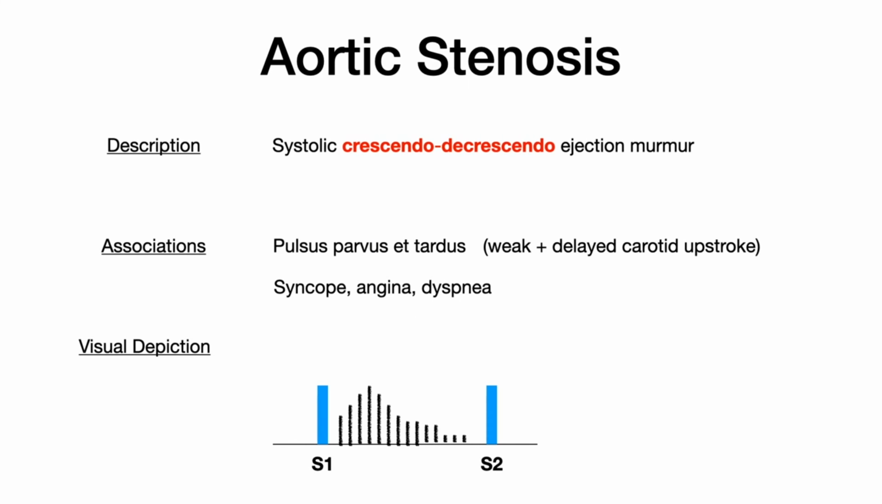So that's aortic stenosis. Takeaway from this slide is crescendo-decrescendo occurs during systole and is very harsh sounding. You see pulsus parvus et tardus, syncope, angina, dyspnea. So people say that aortic stenosis makes them SAD: syncope, angina, dyspnea. And remember that in an older person, it's usually due to calcification. In a younger person, think bicuspid aortic valve, think Turner syndrome.